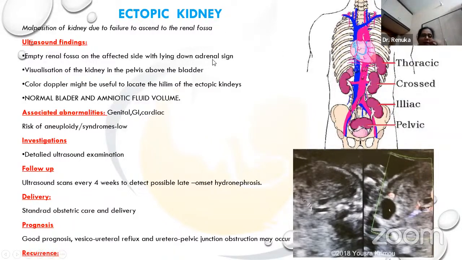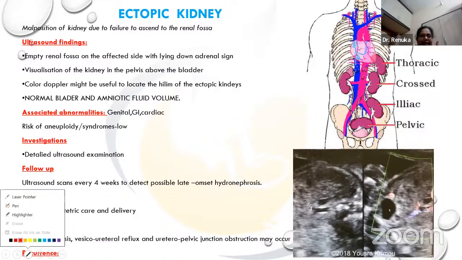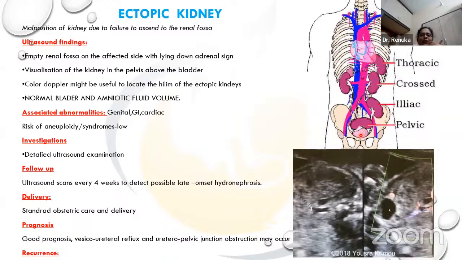You will appreciate the lying down adrenal sign. And when you search for the other kidney, this can be aided with a color Doppler. You will be able to identify the kidney in an ectopic location. The most common ectopic location being pelvis.